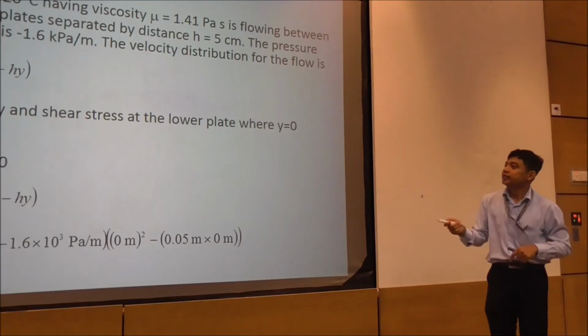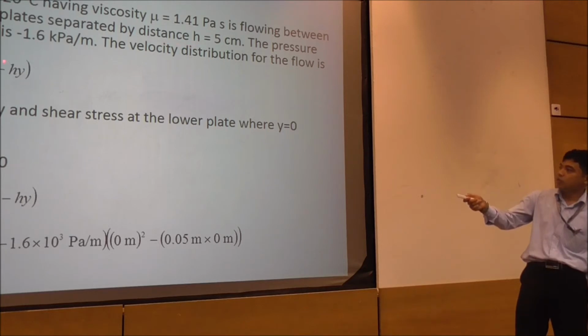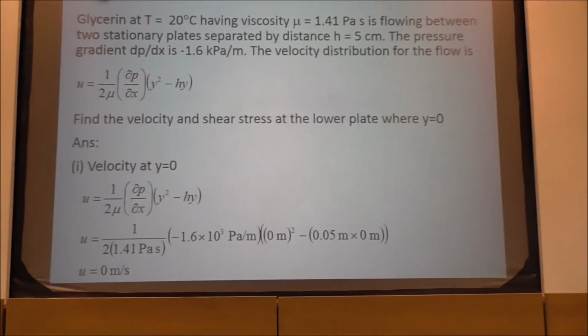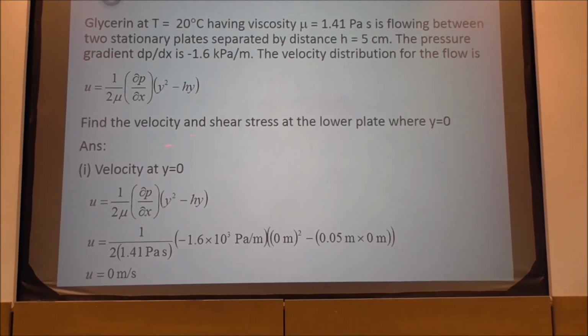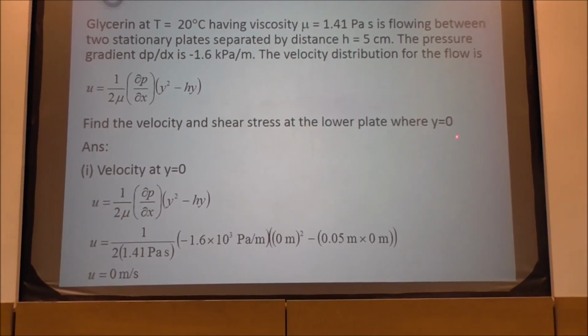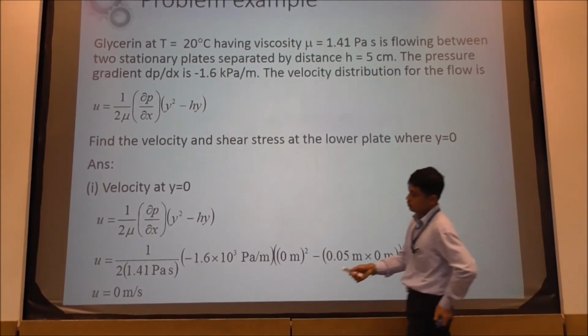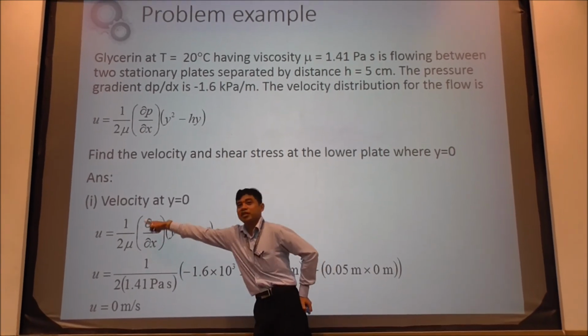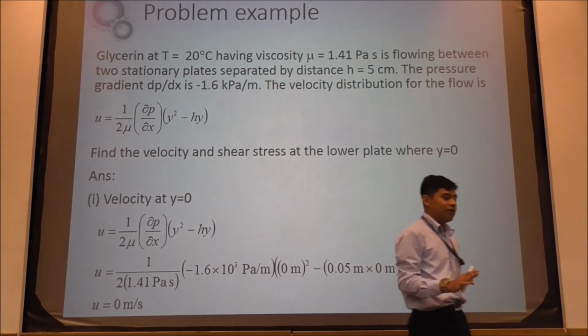Can you do this now? Now you can see here, the U is given to you. This is the U that we have just found, right? Your mu is there, so mu is known. H is known, right? dp dx is known. So what else do you need? Y is the question. You need to find the velocity at y equal to 0. So you just plug in there. This one 0, this one 0, doesn't matter what it is, this one will become 0. That was for the velocity.